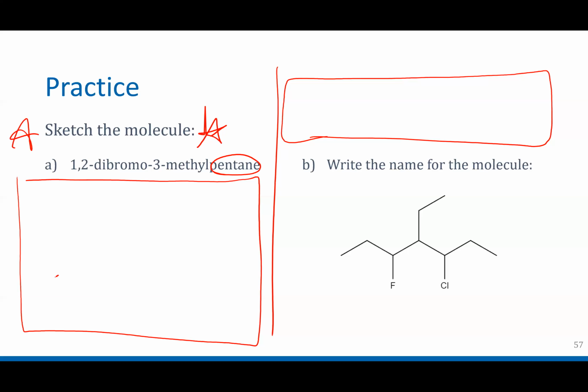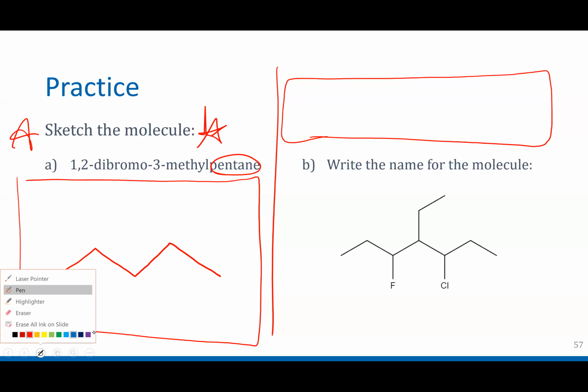So 1, 2, 3, 4, 5. I love pentane. It looks like a big N. All right, I'm a number left to right person. So I'm going to change my color here for one quick second. 1, 2, 3, 4, 5. If any of you numbered this the other way, meaning you went from right to left, not a problem.